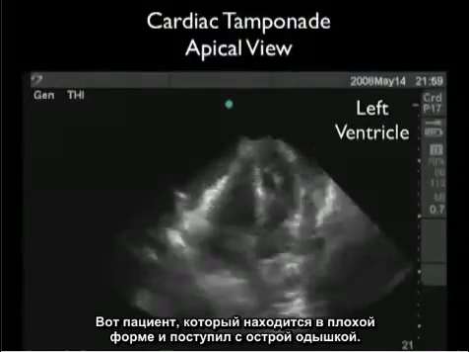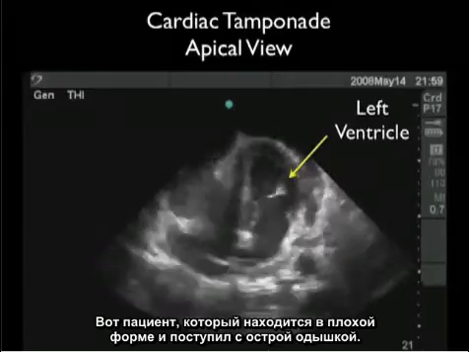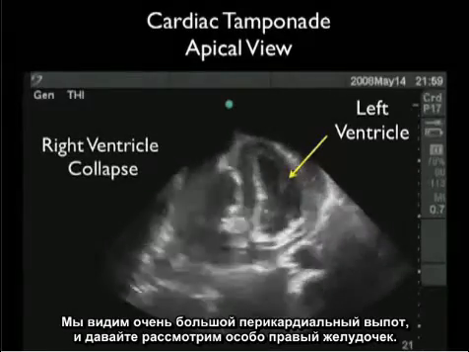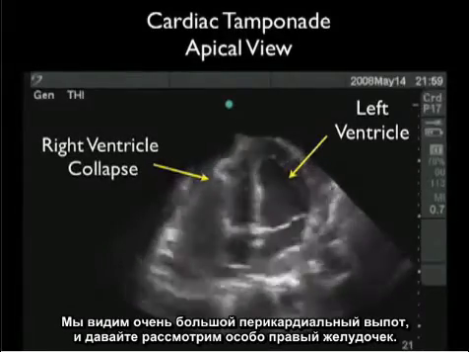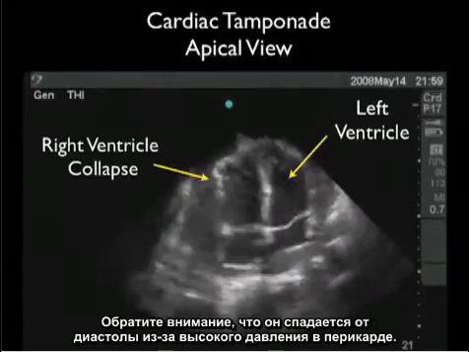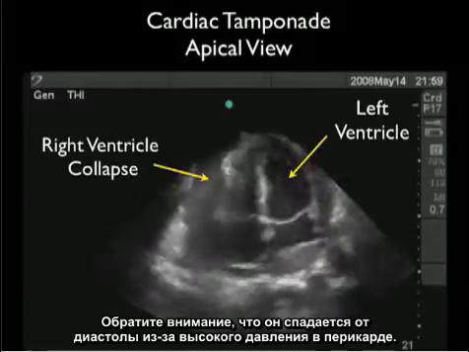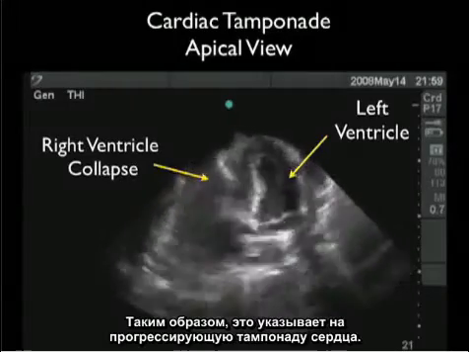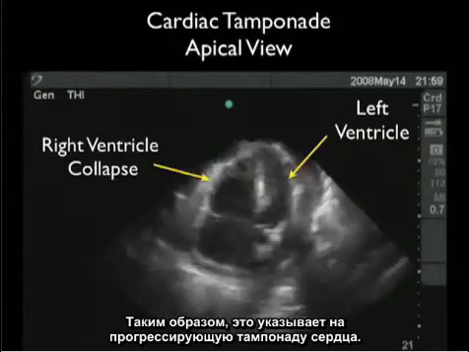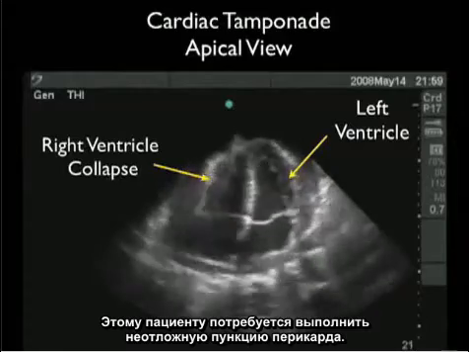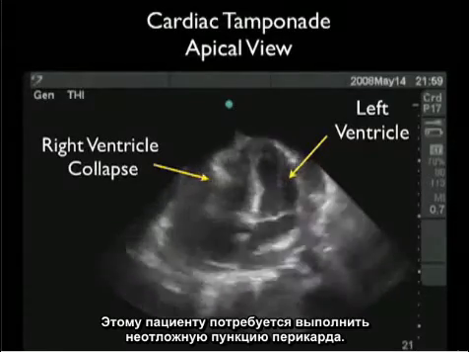Here's a patient who was in bad shape and presented with acute shortness of breath. We see a very large pericardial effusion, and let's look specifically at the right ventricle. Notice that it caves in from diastole due to the high pressure in the pericardial sac. Thus, this is indicative of advanced cardiac tamponade. This patient will need a stat pericardiocentesis procedure.